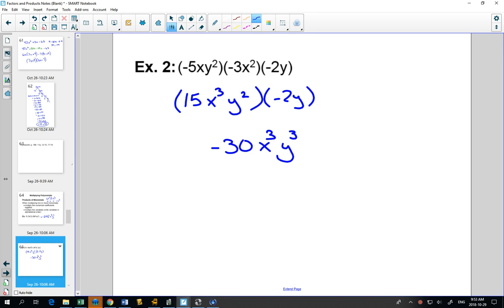Do any of you think you could do all three of them in one step? Yes? Because what would you do? You just take all three numbers, negative 5 times negative 3 times negative 2. That would give you 30, negative 30, of course. And then you look at your variables, and you have x and x squared and y, and that would be x cubed, y cubed. So if you did it all at once, that wouldn't be considered bad that you didn't show work. That would be fine. But it's not bad to do it in 2 steps, especially when we get later to 3 binomials multiplied together. This will make more sense to do it 1 step at a time.